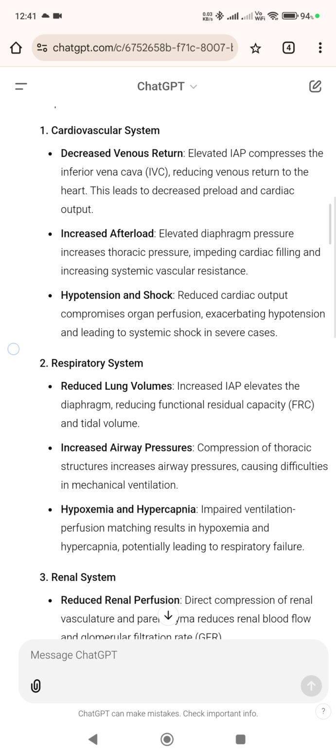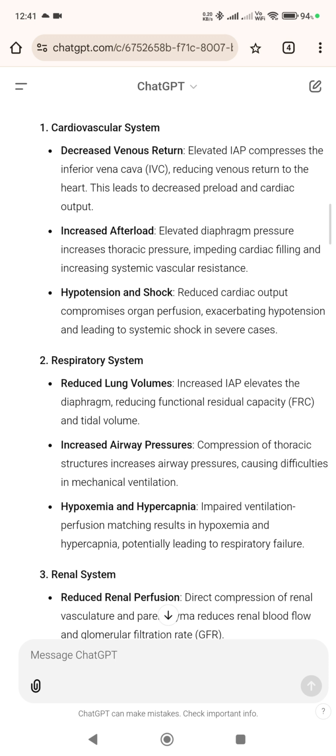1. Cardiovascular system. Decreased venous return. Elevated IAP compresses the inferior vena cava, IVC, reducing venous return to the heart. This leads to decreased preload and cardiac output. Increased afterload. Elevated diaphragm pressure increases thoracic pressure, impeding cardiac filling and increasing systemic vascular resistance.